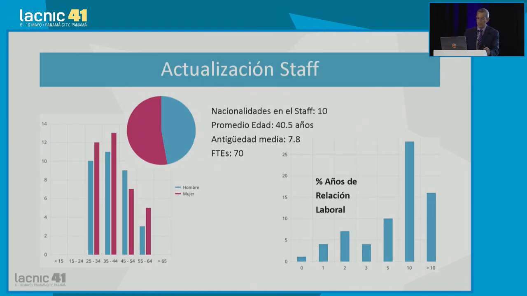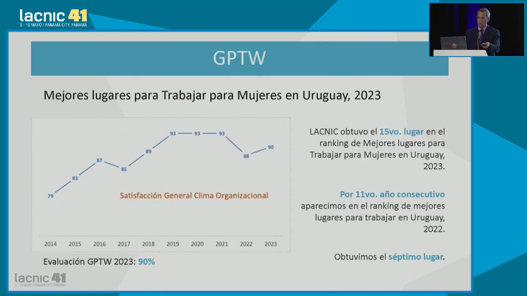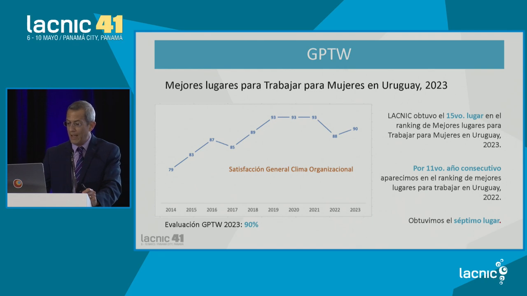So now let me discuss the development of our human capital, an update of our staff. If you wondered how many people work at Lednik, 70 people with an average seniority of 7.8 years and an age average of 40.5 years, and from 10 different nationalities. We always emphasize the climate, the atmosphere in the organization, not just because we want to have a good atmosphere, but because we think that it is essential for achieving our goals, our activities.